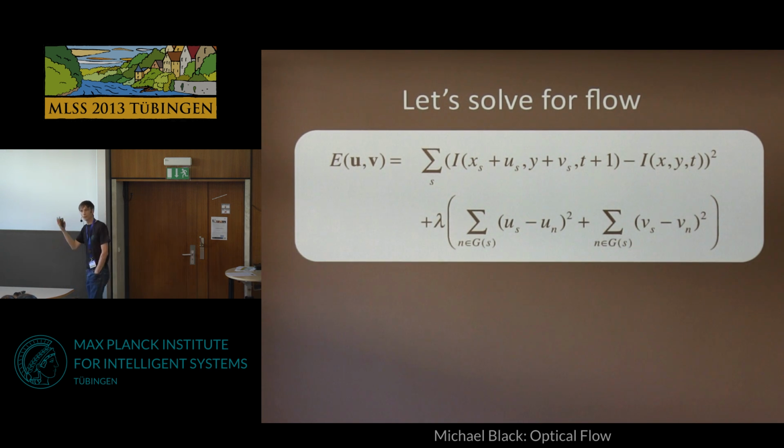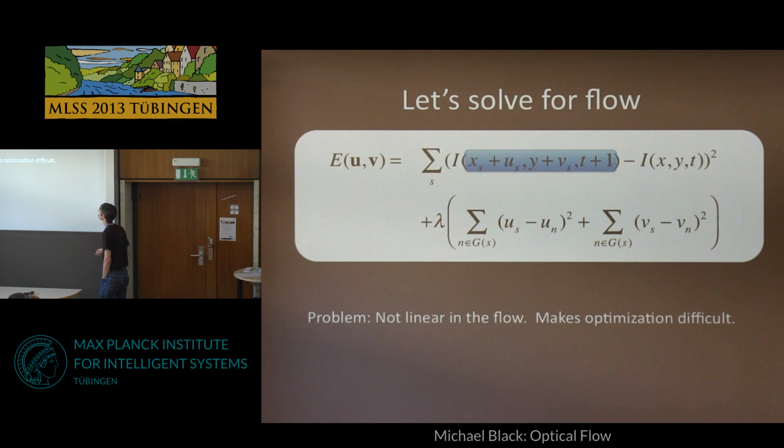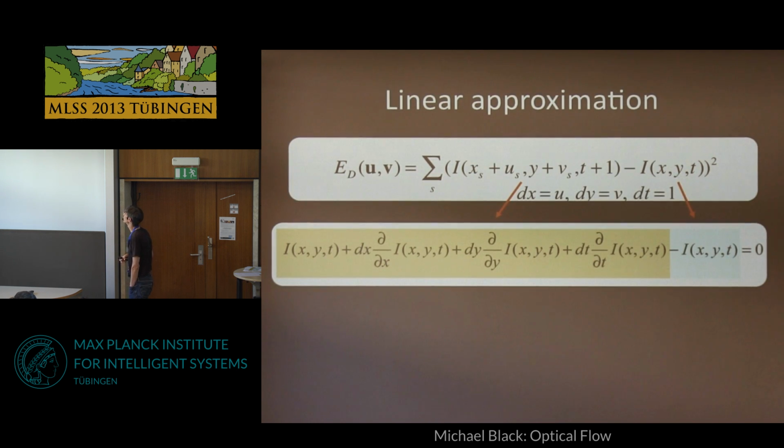So let's solve this, right? Now we come to the optimization part, but to solve it, it gets slightly tricky. The problem is that this function and the derivative of this function is not linear in the flow field. The thing we want to solve for, the flow vectors at a pixel, u and v, are stuck inside this image function, and that makes it a little hard to optimize. So we'd like to get them out of there, and the easiest way to do that is to linearize this using a Taylor series approximation.